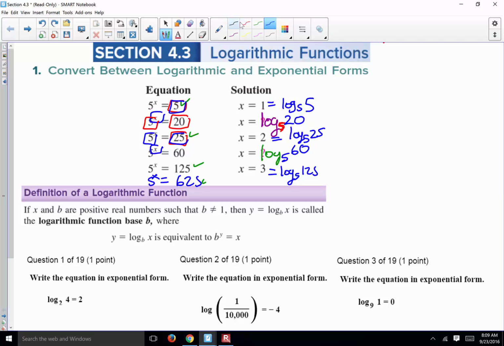Again, why did they do this? They just ran out of these fancy letters to call them. Pi and e were already taken, okay? So instead they said log base 5 of 20, log base 5 of 125.